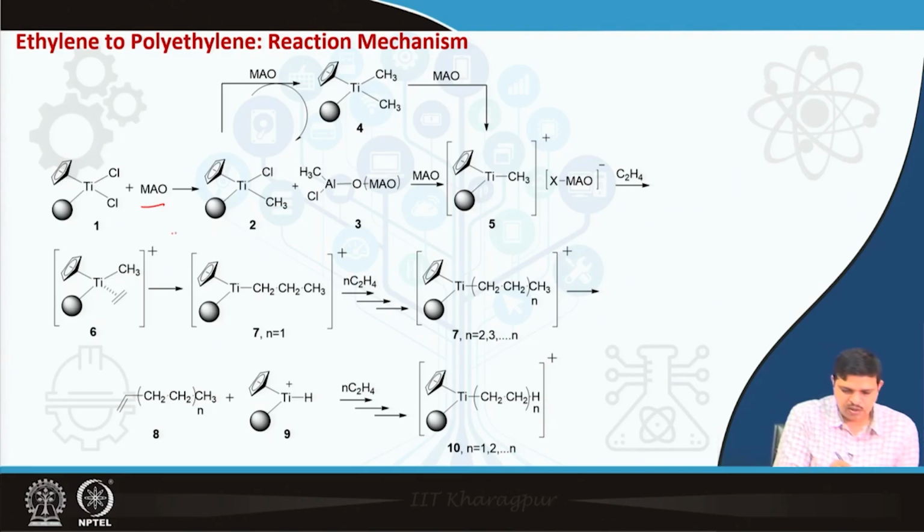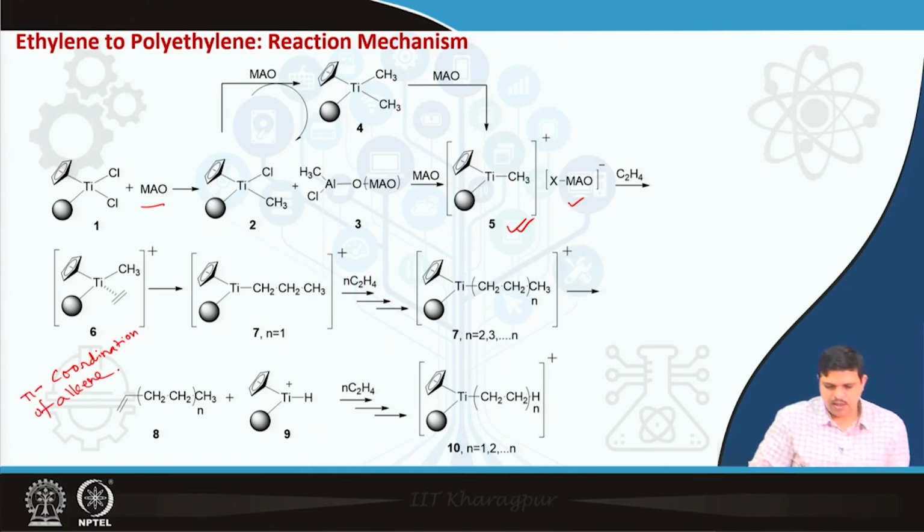So, here you will see that this MAO has a dual role, and after the alkylation and the abstraction of the methyl group, you will get the active species with titanium and with positive charge, and that X or the methyl is abstracted by the MAO. Okay, and then C2H4, that is ethylene, is coordinated. So this is basically the pi coordination of alkene. Okay, and then after that it undergoes the insertion reaction.